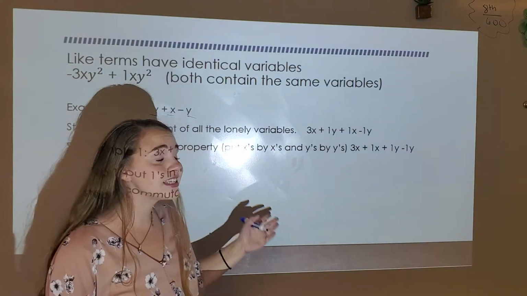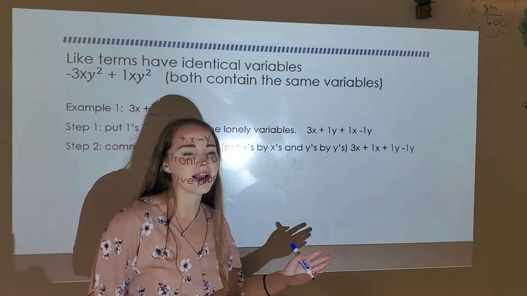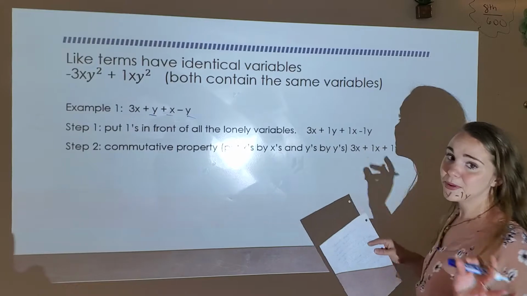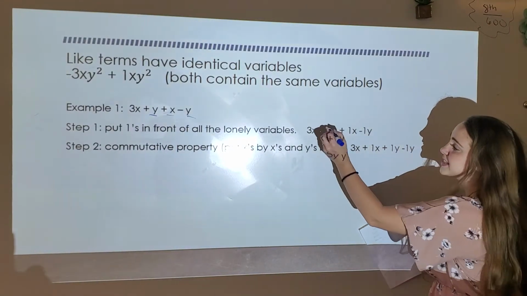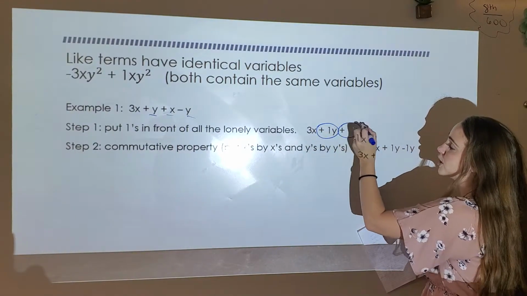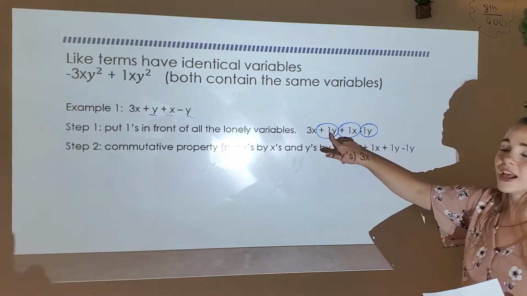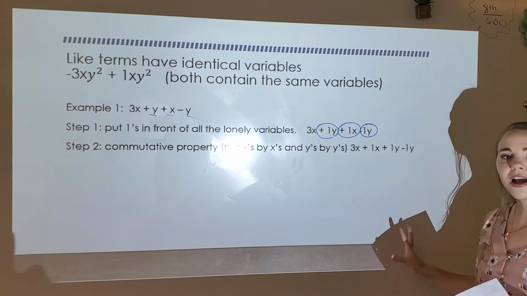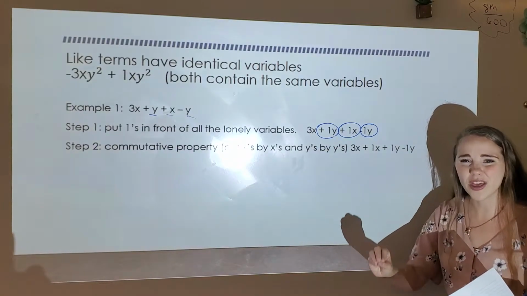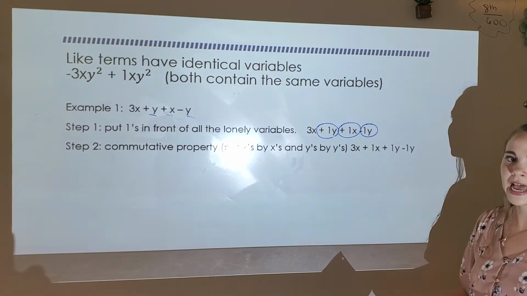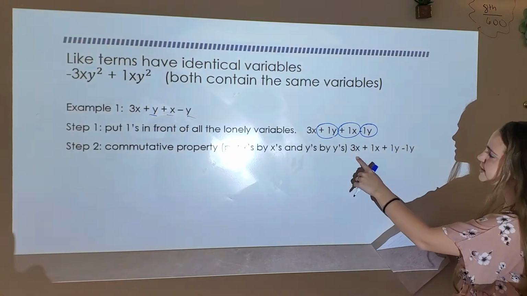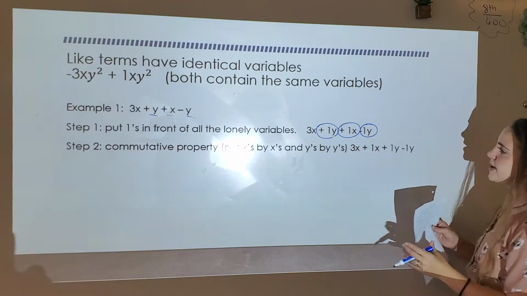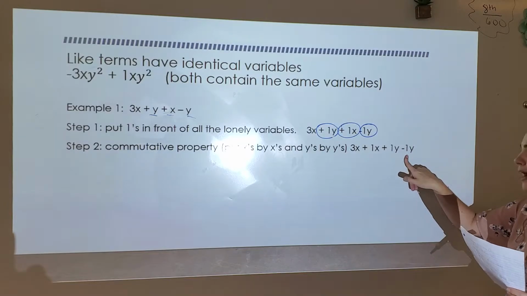Next, commutative property. That means put the x's by the x's and the y's by the y's. And the biggest thing about this is that the sign goes with the term. This is not just plus 1y. This is a positive 1y. So when we move them around, make sure we take the positive or negative with it, because you can't just abandon the sign. So 3x plus 1x, and then we have a plus 1y and a minus 1y.